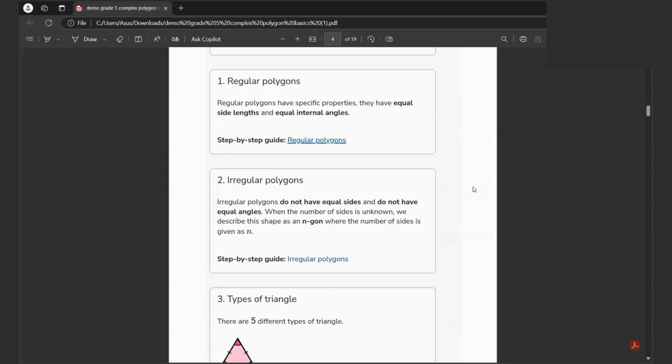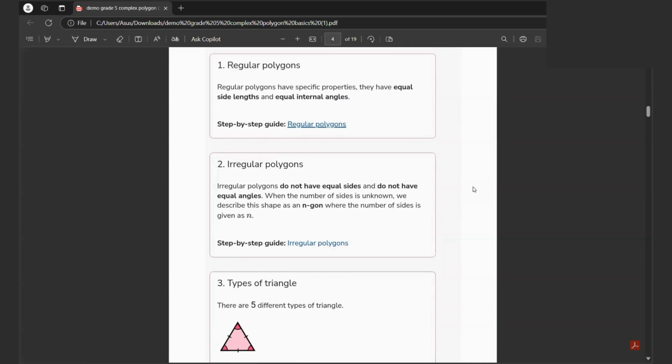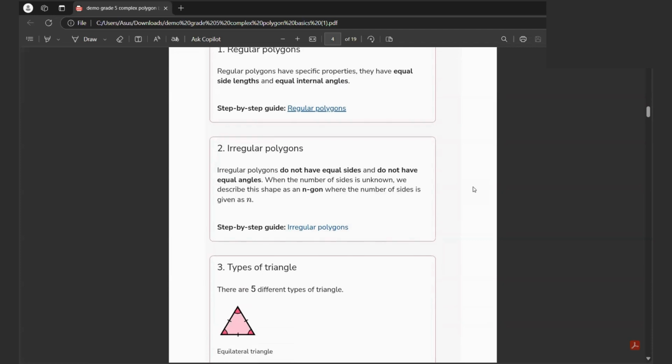When we talk about irregular polygons, they do not have equal sides as well as they do not have equal angles. The examiner can give you any shape, any angle, and ask you about the different angles. They're going to skip some angles and ask you the measurement of the angles.